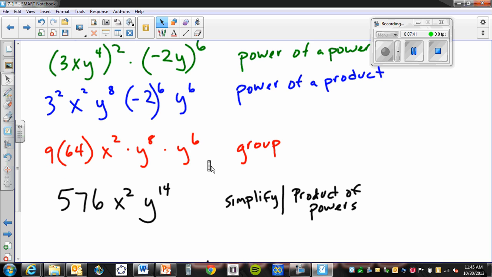So now we need to do some grouping. 3 squared is 9, negative 2 to the 6th is 64. We'll multiply those together. X squared by itself, and y to the 8th times y to the 6th. With these, we add the exponents together and do some math there. So 576x squared y to the 14th after we do our product of powers.